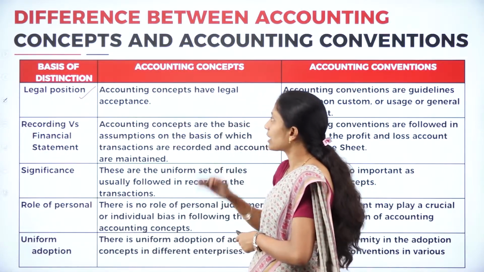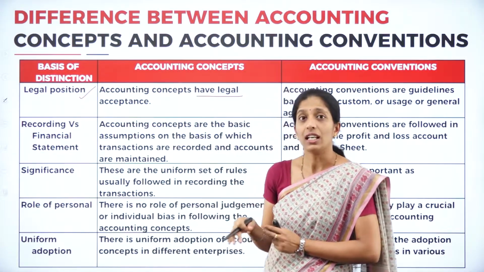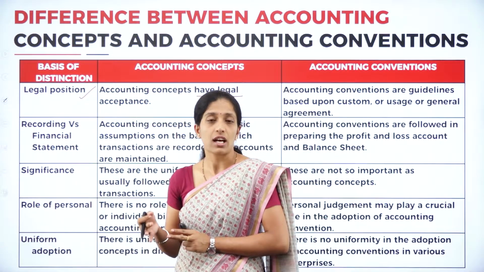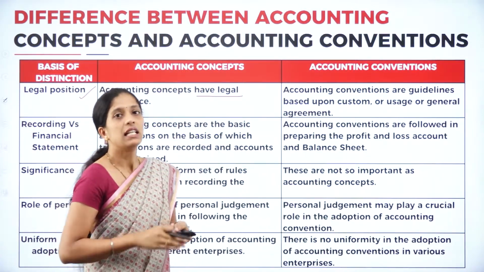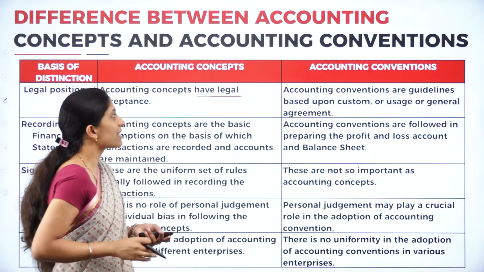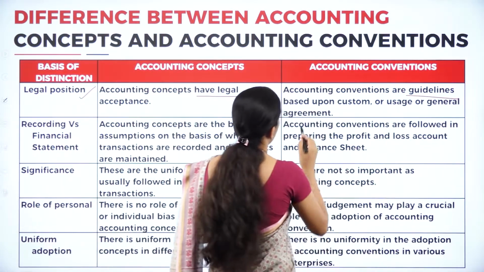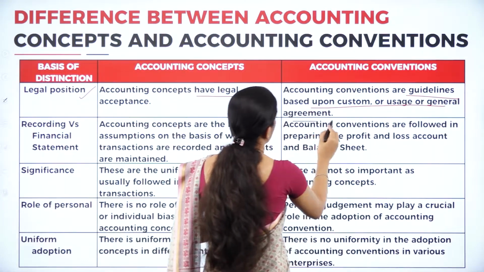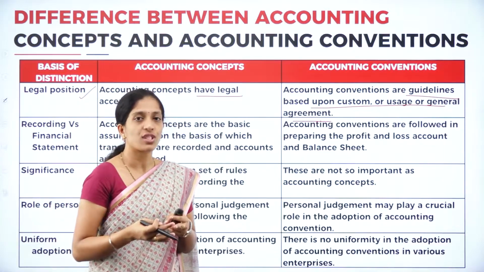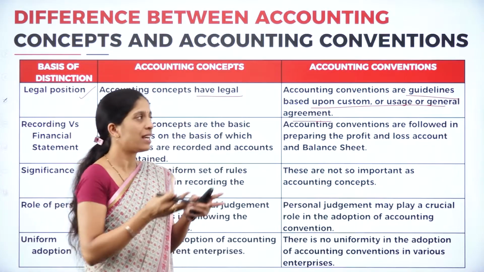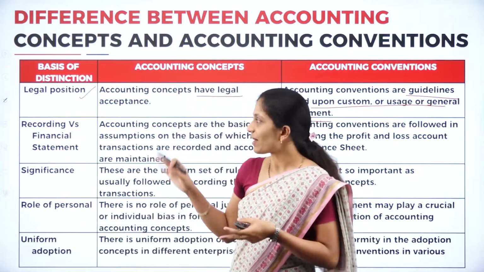Coming to the accounting concept, accounting concepts have legal acceptance. If we see the legal position of the accounting concept, it is legally accepted. Whereas accounting conventions are guidelines based upon custom, usage or general agreement. Depending upon the usage or the general agreement, these accounting conventions are framed. So this is the first difference.